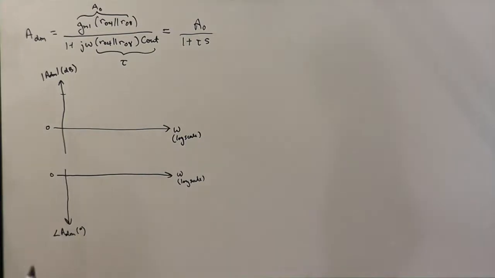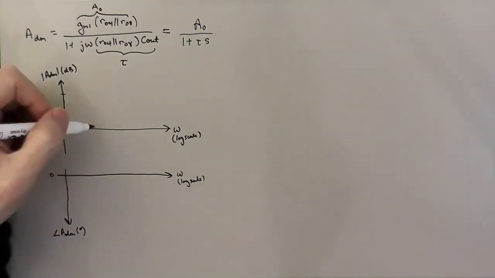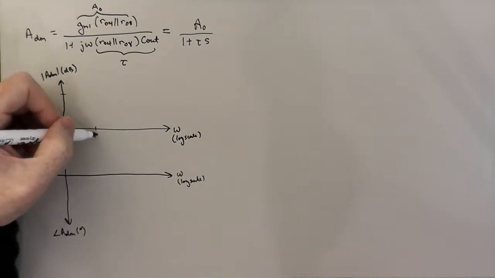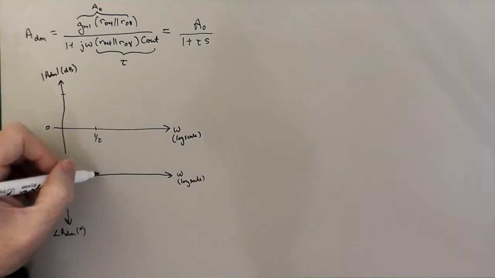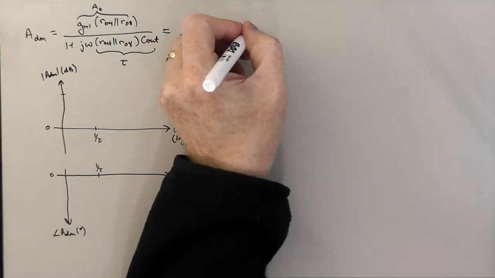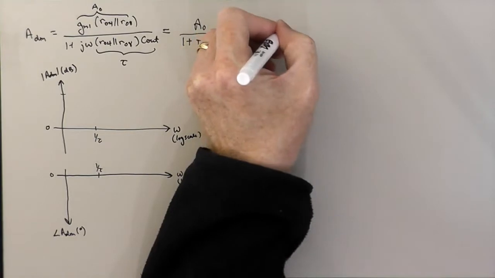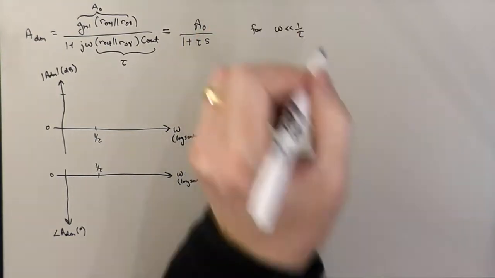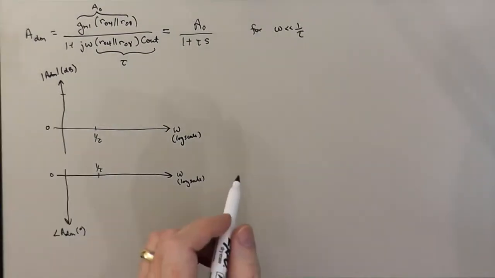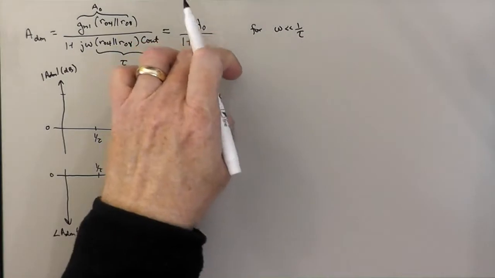And if we're considering tau to be a relevant quantity here, on a frequency scale we might want to denote 1 over tau as a special frequency of interest. Okay, and so for omega much less than 1 over tau, we can look at the behavior of ADM. I'm sorry, this shouldn't be S, this should be j omega tau.